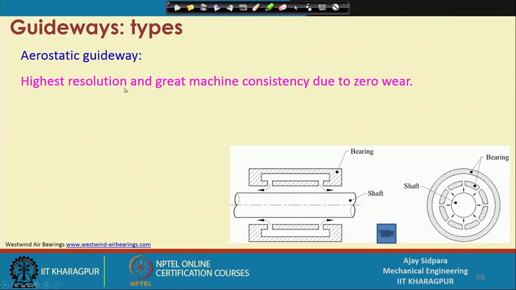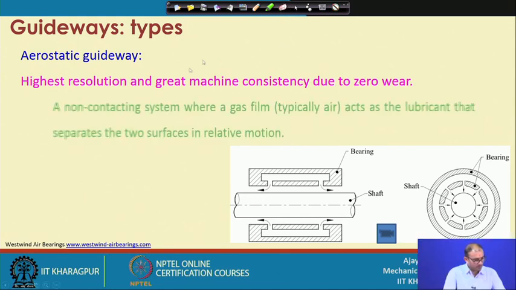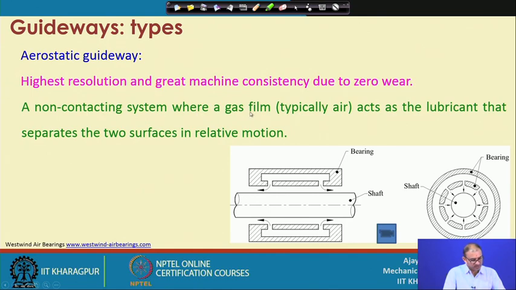So, it is a highest resolution great machine constitution due to 0 wear. So, compared to that hydrostatic, the hydrostatic pressure was creating a problem, because of the viscosity of the fluid we are using, if a high viscosity fluid is used, then there is a problem in this particular case. So, you are getting a little bit more freedom in terms of the wear of the component and the friction, correct. So, a non-contact system where a gas film, typically mostly we are using air, acts as a lubricant that separates the two surfaces in the relative motion. So, this is what is happening in this particular case.